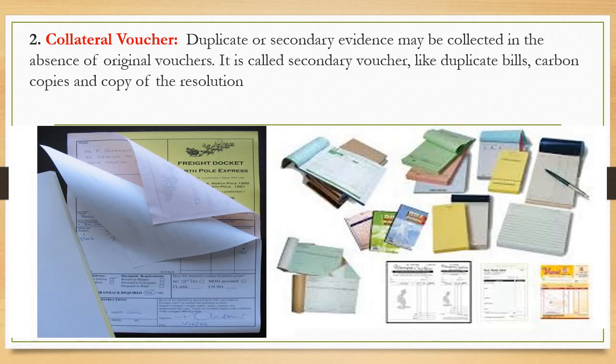If we produce duplicate or secondary vouchers, many auditors will not accept them. So just to convince those auditors, we can produce these collateral vouchers when the original voucher is not available. Such vouchers are known as collateral vouchers. Collateral vouchers are, for example, copies of the sales invoice. If the original sales invoice is not available, you will have carbon copies, and you can produce those only for verification by the auditors.